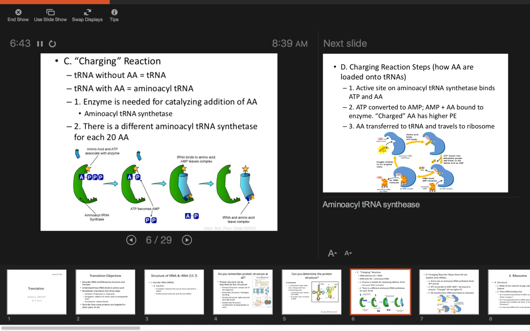Enzymes are usually named for what they do. In this case, synthase, which means to make. So they make amino acid tRNAs. There is a different amino acid tRNA synthase for each of the 20 amino acids, because they're very specific as to what amino acid can bind to the top. So it's kind of cool.